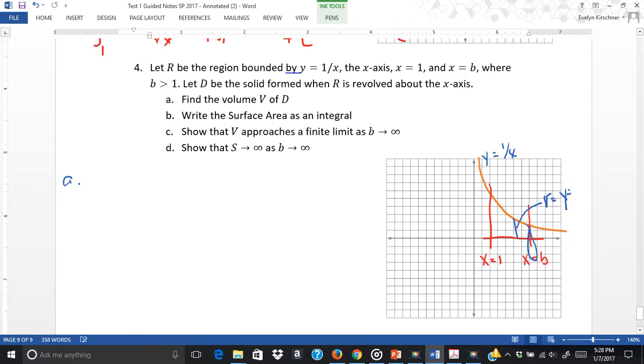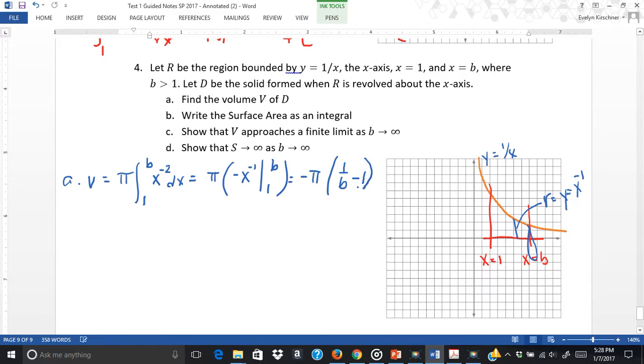is y, which is x to the negative 1. So my volume is pi times integral from 1 to b of r squared, which is x to the negative 2 dx, which is pi times negative x to the negative 1 from 1 to b, which is negative pi times 1 over b minus 1. Okay, b, I have to find the surface area.